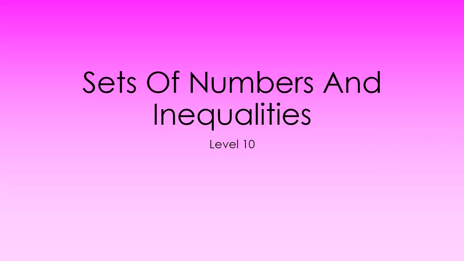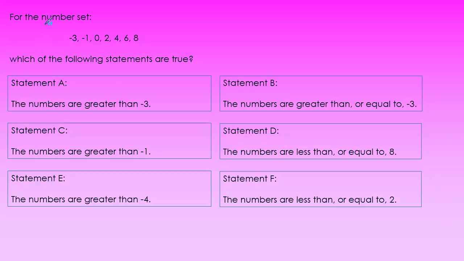Sets of numbers and inequalities. For the number set given here, which of the following statements are true? The numbers are greater than negative 3. Well, that's not true, because negative 3 itself is not greater than negative 3.